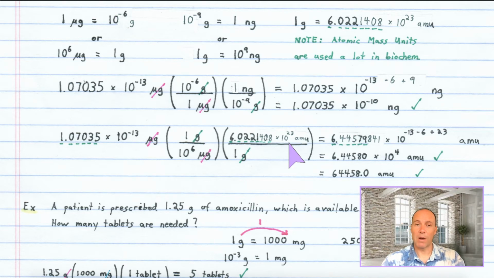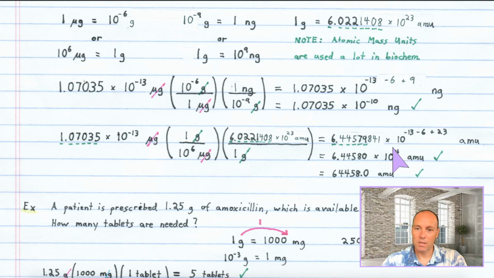And using the power of 10 rules for multiplying and dividing, when you divide by this one, you're subtracting 6. So it's 10 to the minus 13, and the exponent is negative 13 minus 6. And then when we multiply by 10 to the 23rd, we add that. So minus 13 minus 6, that would be negative 19, plus 23 would be 4.